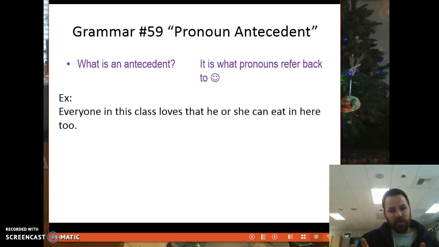Start thinking about those pronouns and where you want to draw the arrow back to. Starting with the pronouns, where do you want to draw that arrow back to? Please pause the video, give students a chance to write the sentence down. Now that you've written the sentence down, we're going to focus on he or she. What does he or she refer back to in the sentence, everyone in this class loves that he or she can eat in here too?